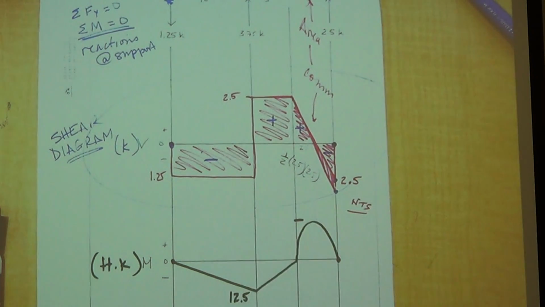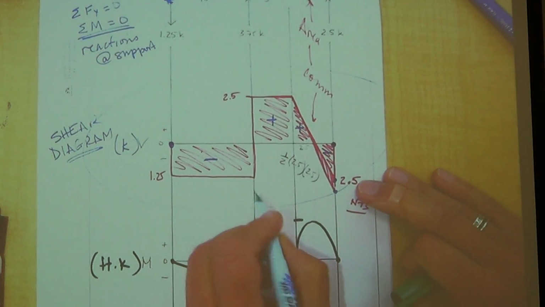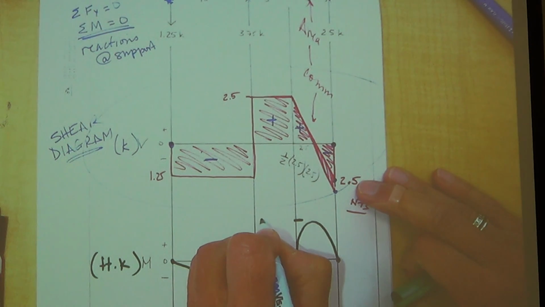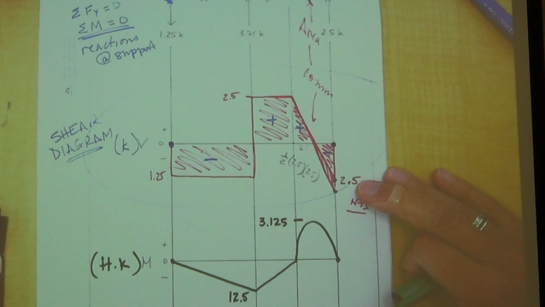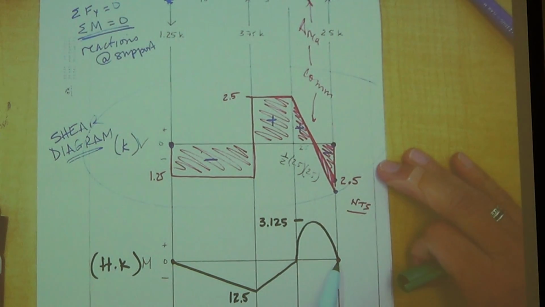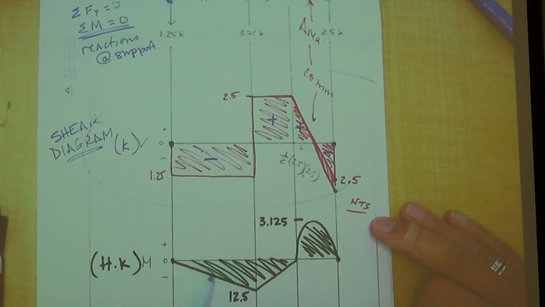2.5 times 2.5 is 6.25. Is this 3.125? Should I write it? I'm writing it with a pen. 3.125. And then it curves down, and then we color it in. 6.25.